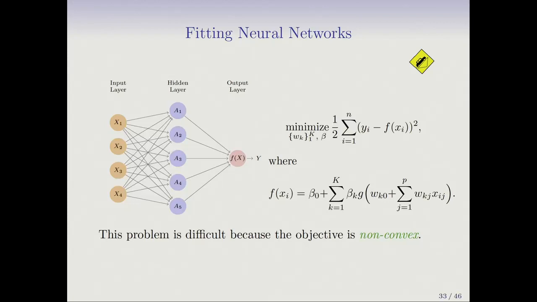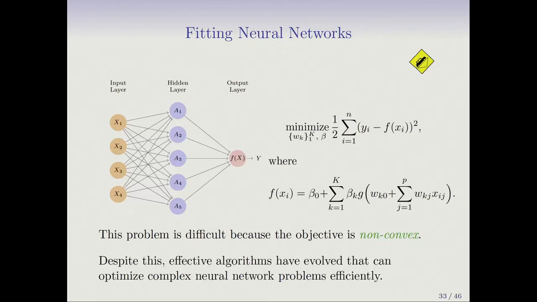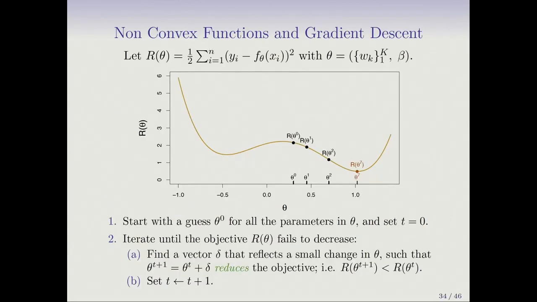Okay. Turns out the problem is difficult because the objective is non-convex. And we'll show you what that means in a moment. It turns out, however, despite this, effective algorithms have evolved that can optimize complex neural networks efficiently. So let's look at that in a little bit more detail.